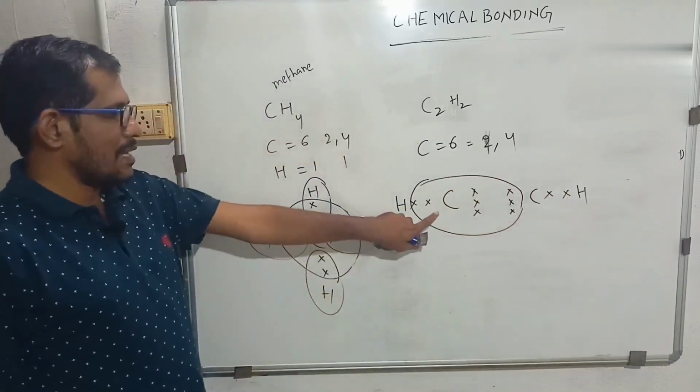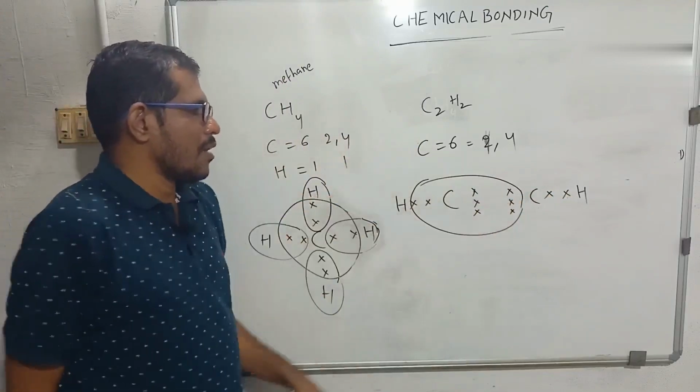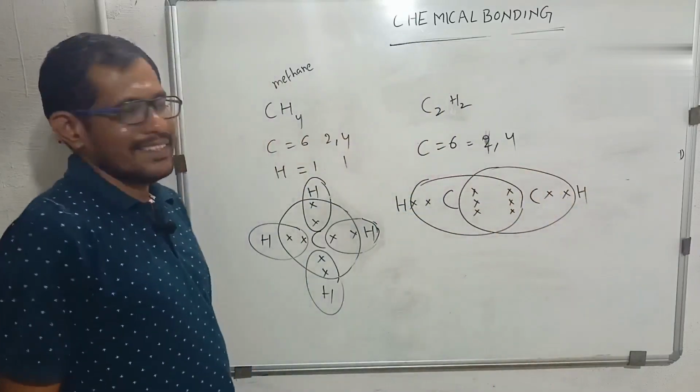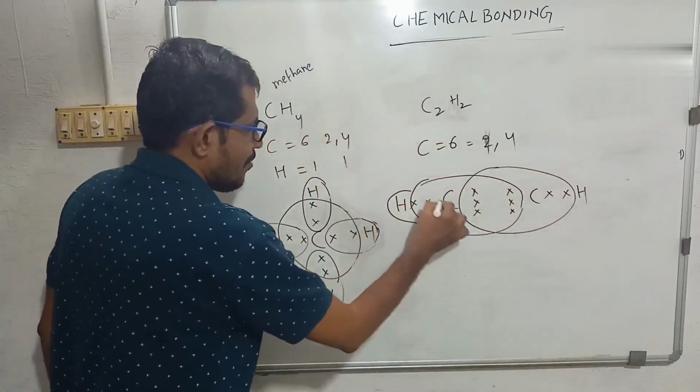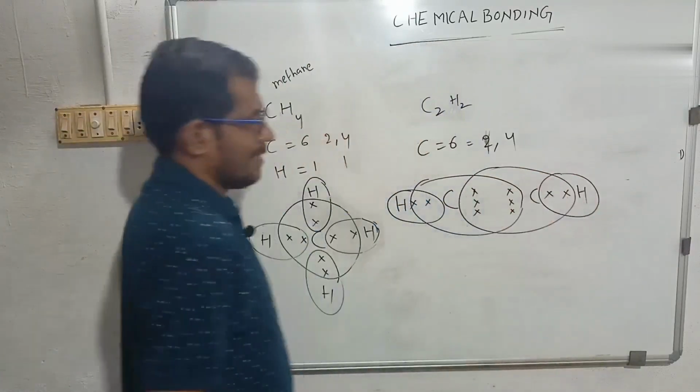Now see, this carbon has 8 electrons: 3, 3, 6, and this one 2. So for another carbon, how will the circle come? Another carbon, the circle will come like this. For the hydrogens, the circle will come like this. For this hydrogen, the circle will come like this.